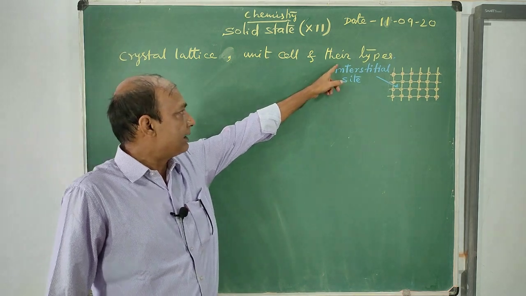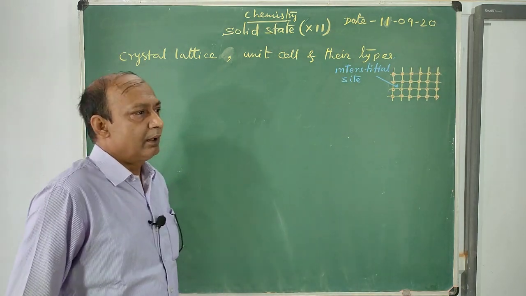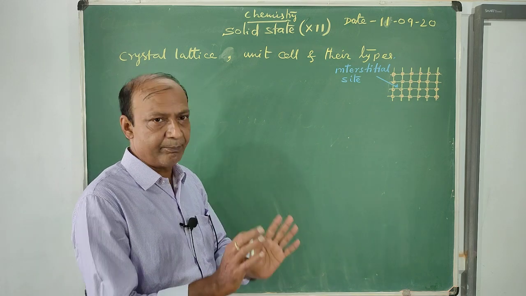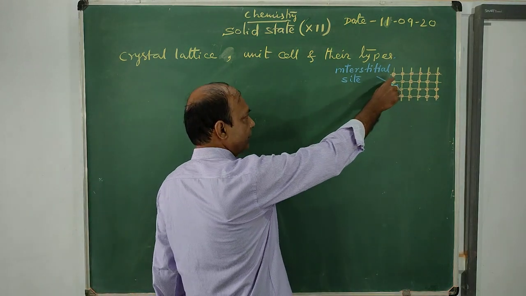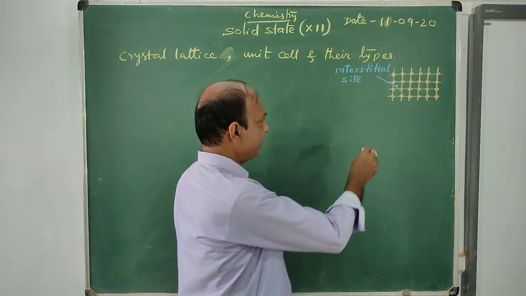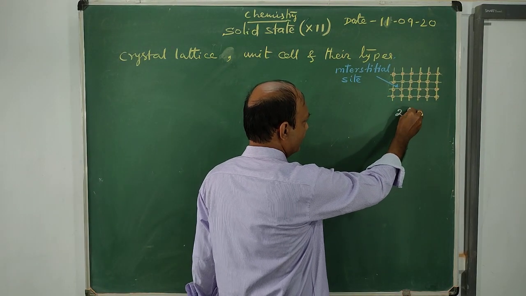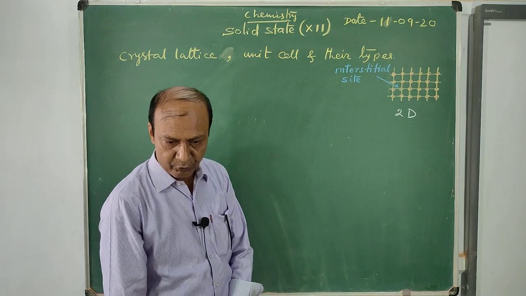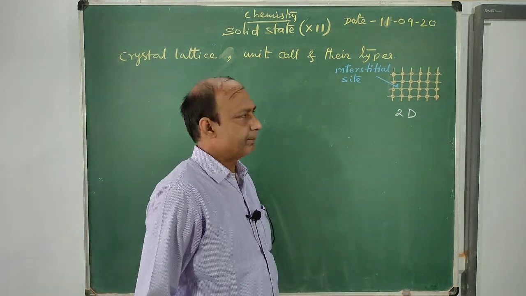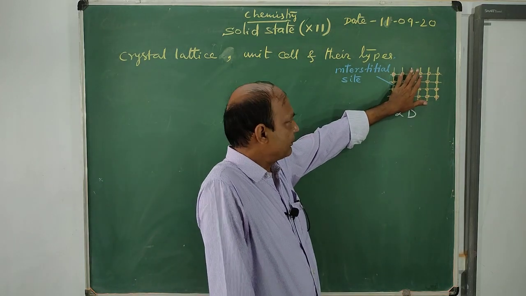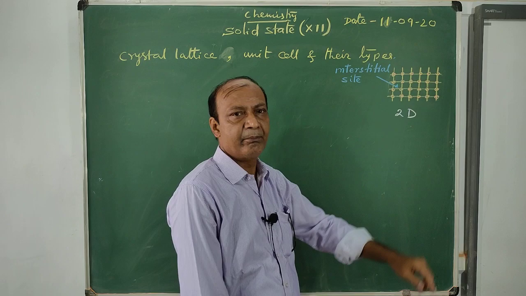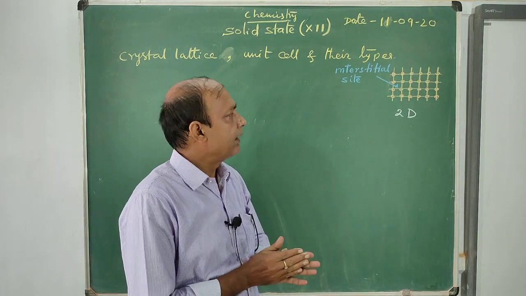cell, and their types. Now, before going to this part, let us have a clear picture. A small part of the crystal lattice is here. It is in 2 dimensions. In 2 dimensions, you can see it, and you have to construct layer after layer above it in order to have 3 dimensions.